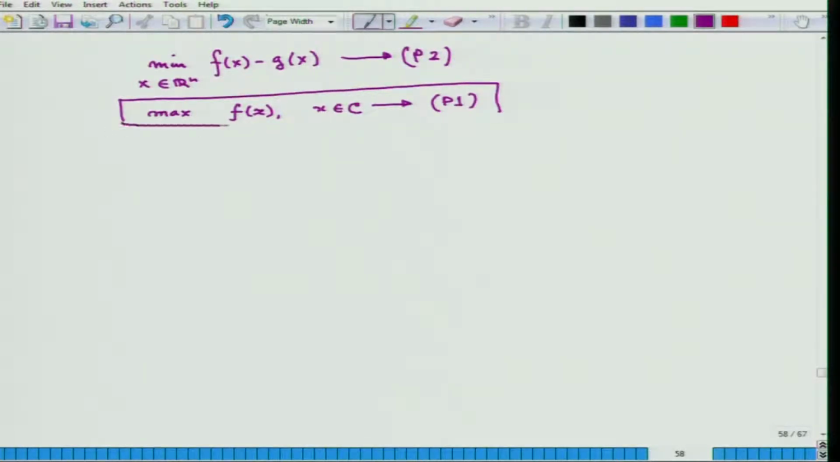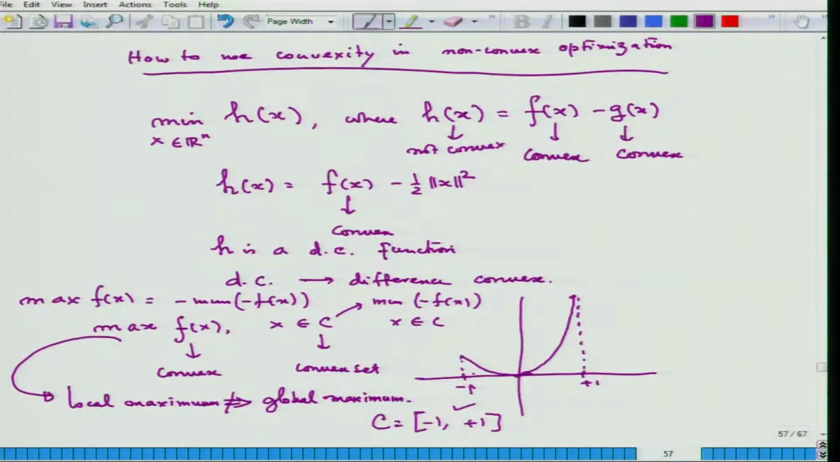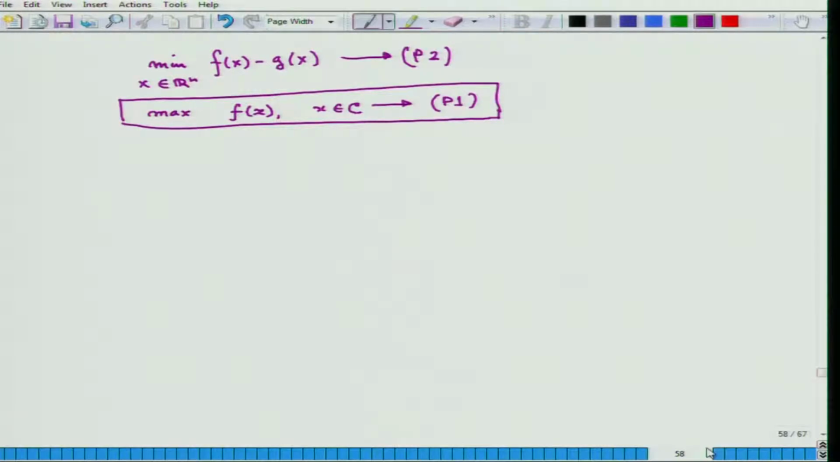We have shown yesterday by an example, a very simple drawing, that a local maximum of a convex function, which was minus 1 in this case, is not the global maximum, which is plus 1, in the case when I am restricting C to minus 1 and plus 1. I will just redraw it to make it look nicer. This is something very important to realize.